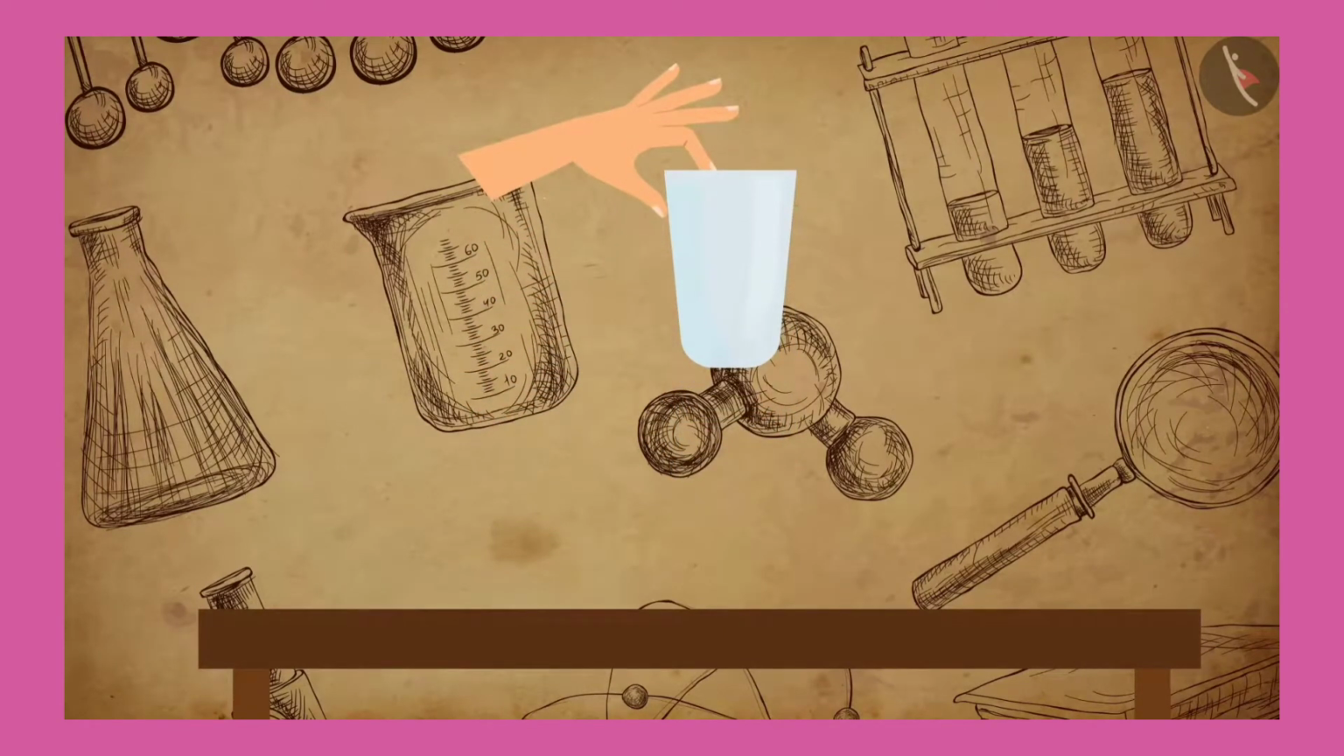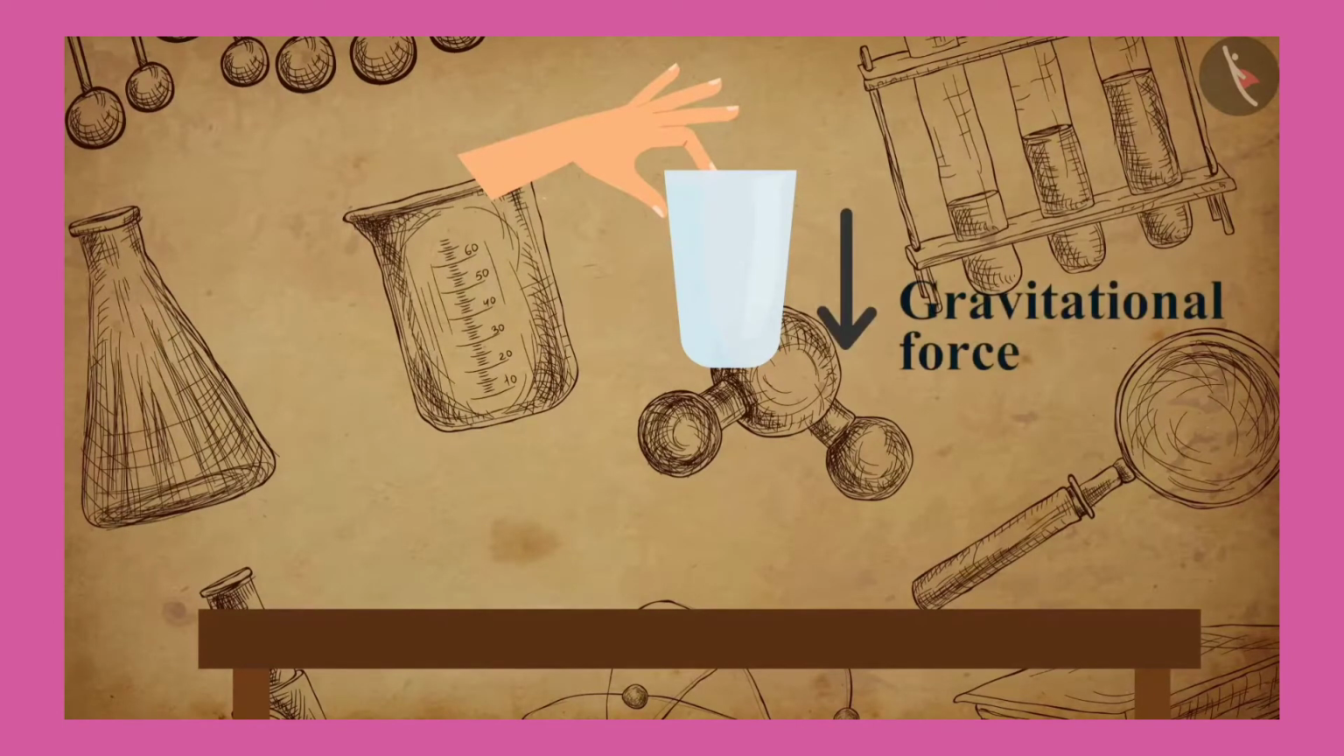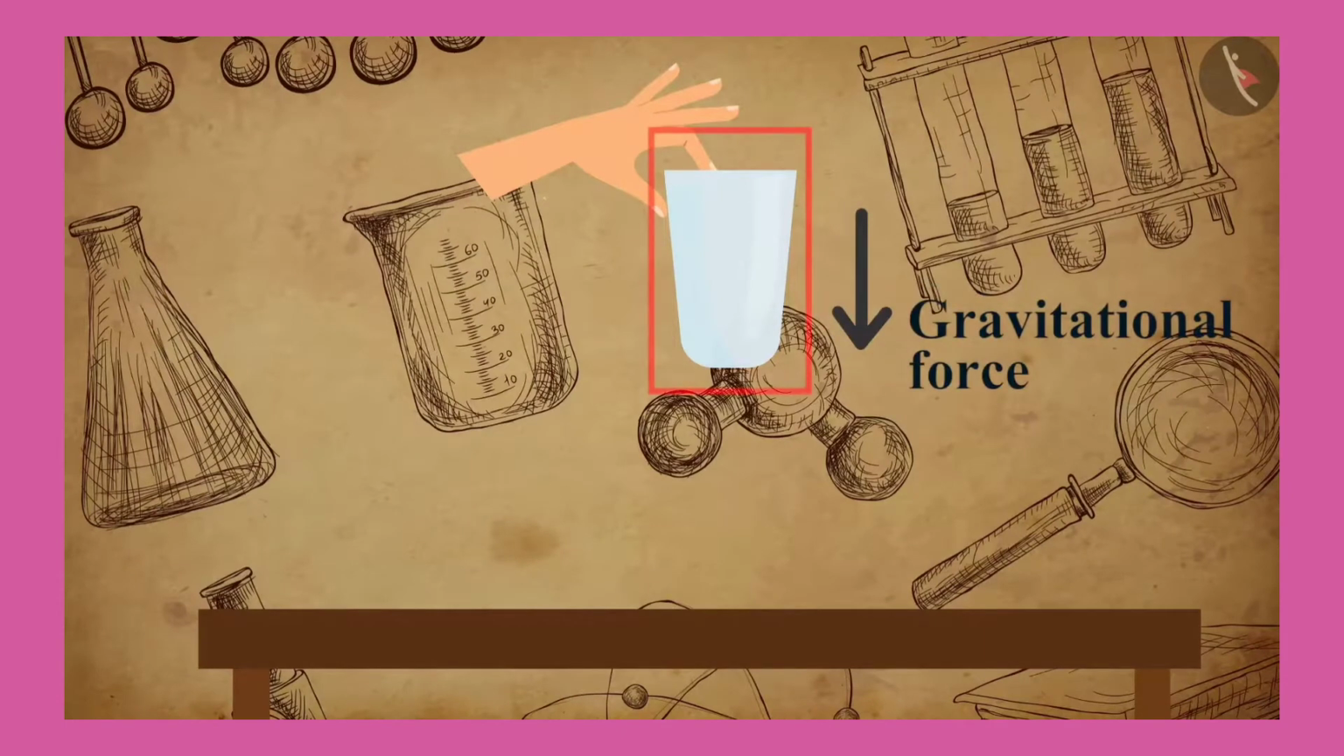Now, let us understand what happens to the potential energy of an object when raised to a certain height. When an object is raised to a certain height, work is done on it by us against the gravitational force. Due to this, an object possesses more energy when raised to a greater height. This energy is known as the gravitational potential energy.